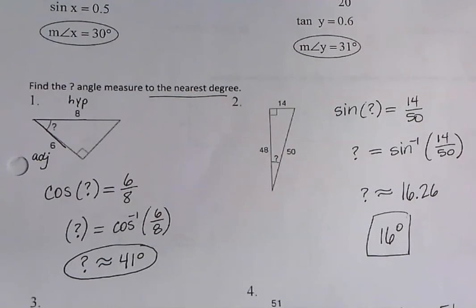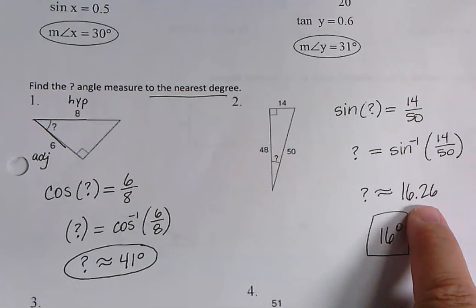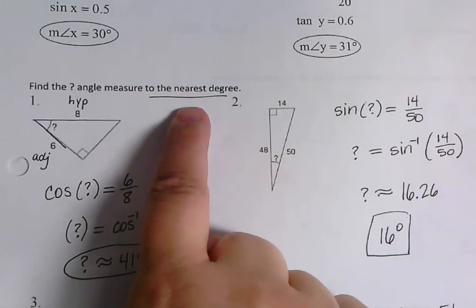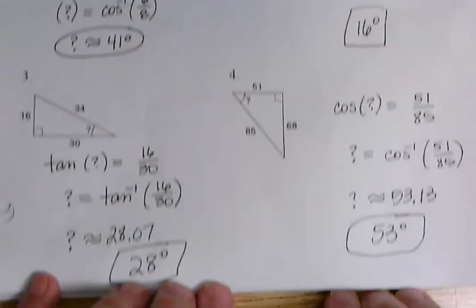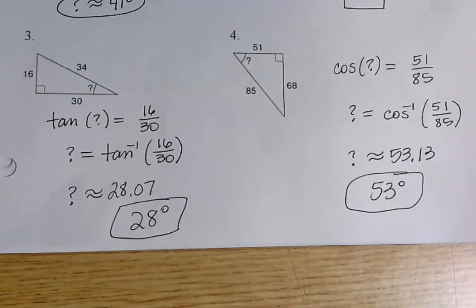Okay, so here's your work for number 2 and your answer for number 2. I went ahead and wrote what I got as a decimal, but since it asked me to round to the nearest degree, my answer would really be 16 degrees. Okay, if you haven't done 3 and 4, pause now or forever lose your chance. And there's the work and the answers for 3 and 4.